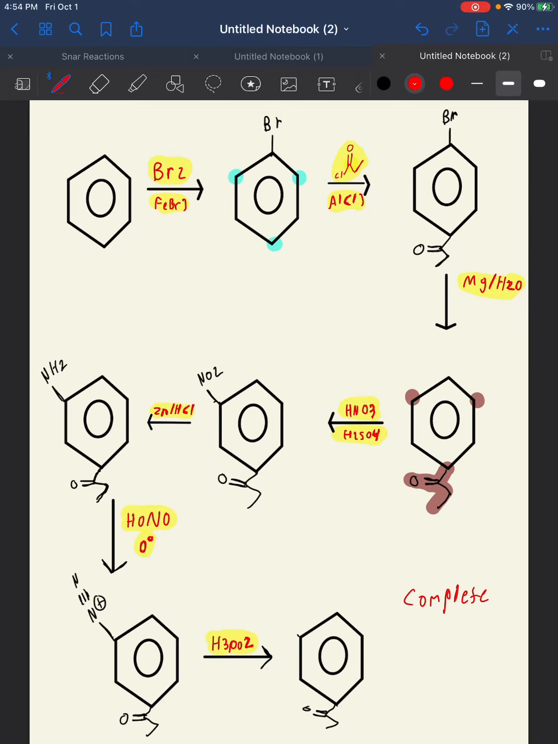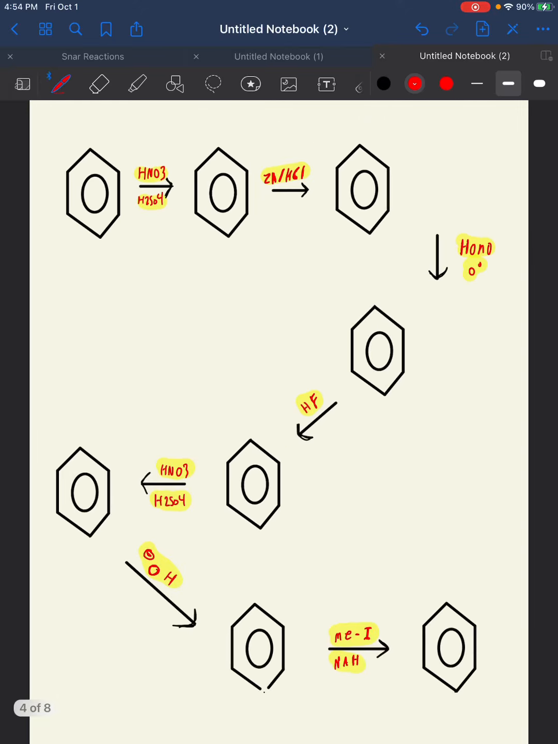So next problem. So we're starting with just a regular benzene ring. Once again, it's electronically equivalent at all 6 points. And we want to react that with HNO3. Like last reaction, HNO3 just adds an NO2. So we'll put an NO2 on here.